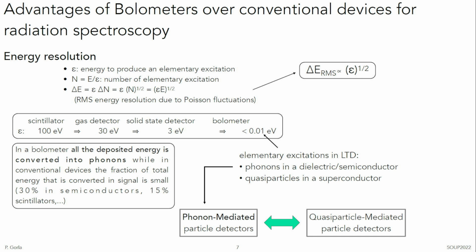There used to be two main, let's say, families of these low energy detectors. The one in which the energy is converted immediately into phonons, so the electric materials or semiconductors in some way, and the superconducting materials in which the interaction produces what is called quasi-particles, so the breaking of the Cooper pairs inside the superconductor.